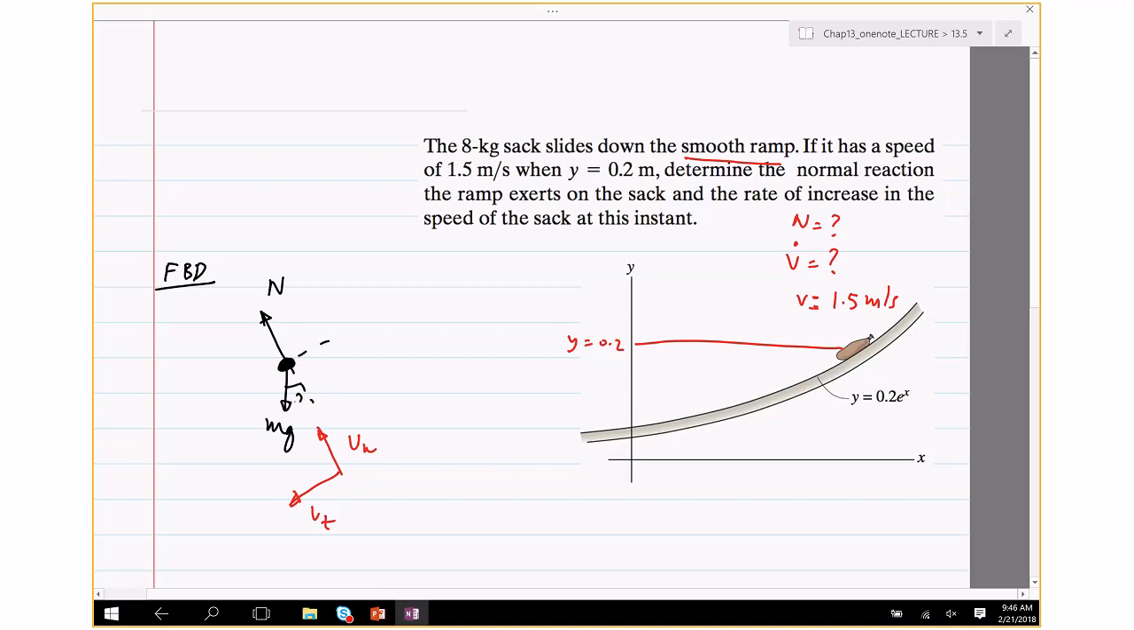This again is going to be theta, just like the previous example. This is theta. Is that it? I think that's about it. Since this is a smooth ramp, it's given here, there's no friction, so you don't have to draw a friction force there.